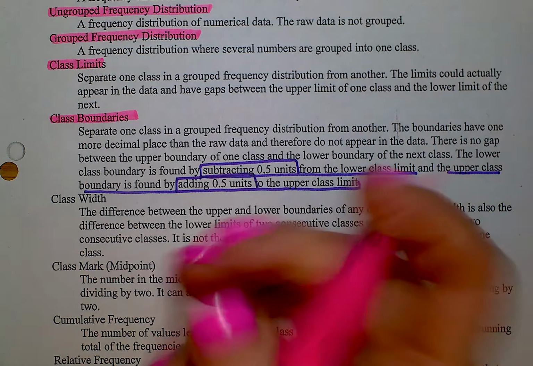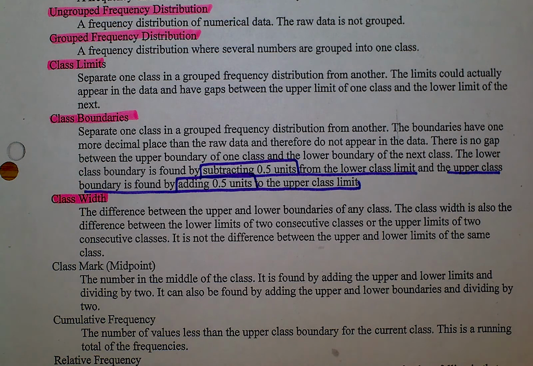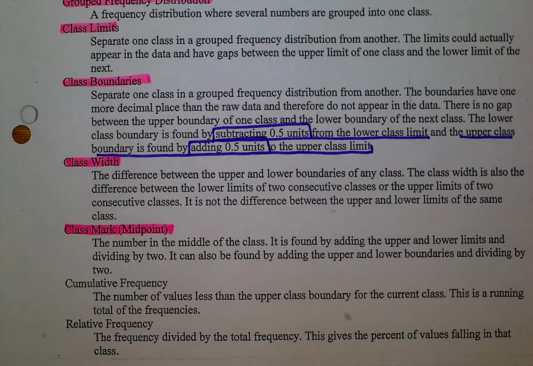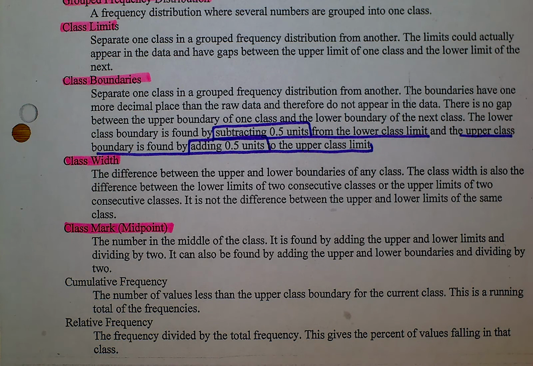Class width. That is the difference between the upper and lower boundaries of any class. The class width is also the difference between the lower limits of two consecutive classes or the upper limits of two consecutive classes. It is not the difference between the upper and lower limits of the same class. Class mark or midpoint: that is the number in the middle of the class. It is found by adding the upper and lower limits and dividing by 2. It can also be found by adding the upper and lower class boundaries and dividing by 2.